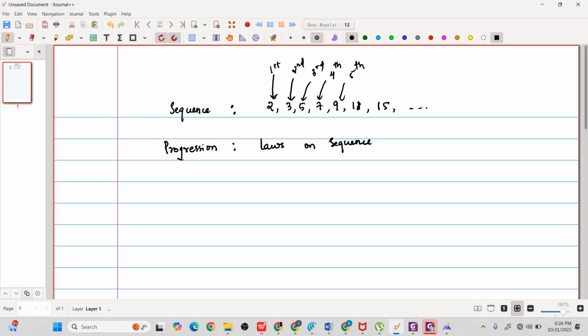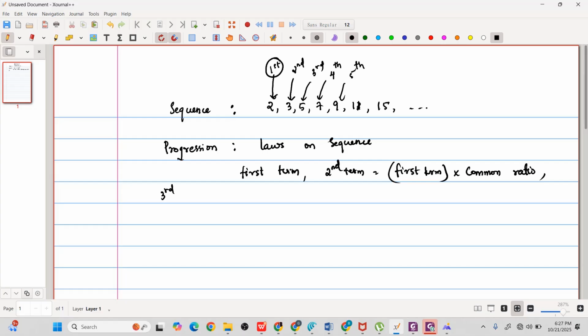For that progression, we have a first term. The second term is obtained by multiplying the first term by a particular number, which is represented by the common ratio. And the third term, we have the third term in the sequence, but we are concentrating on the progression.